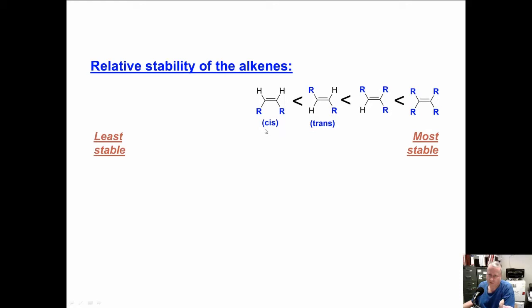Okay. Then the next one is a little weird, but it's going to be another disubstituted, but it's like if the two R groups are right up next to each other. It's a little less stable. Okay. And then who's less stable than a disubstituted? These are all disubstituted. Who's less stable than a disubstituted? Monosubstituted. And who's less stable than a monosubstituted? Unsubstituted. Okay? All right.